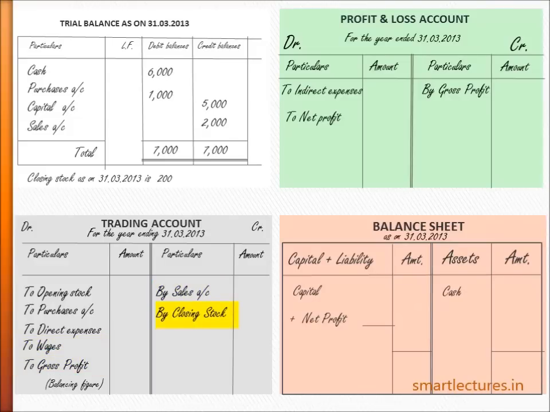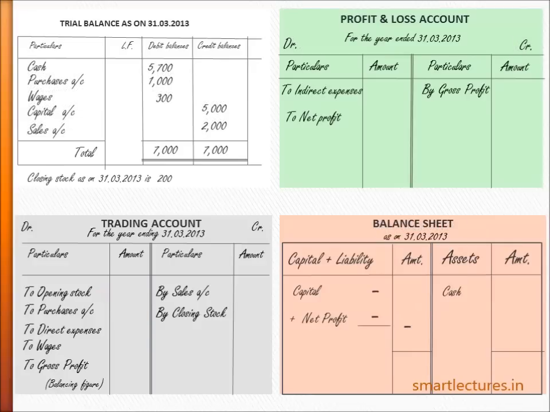You know, opening stock and closing stock are always at the corners. Opening stock is always on the debit side, closing stock is always on the credit side. Opening stock is at the top corner and closing stock is at the bottom corner. So stocks are always at the corner. And the format of balance sheet will be capital plus net profit. You can write down in advance because these items are inner column items.